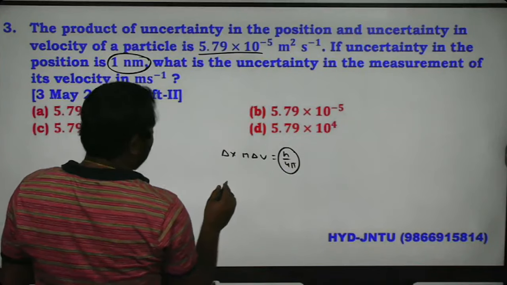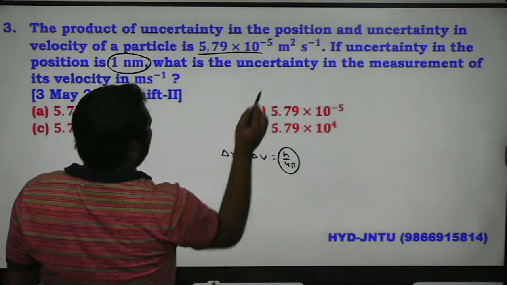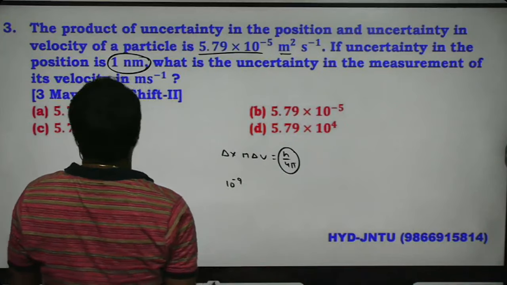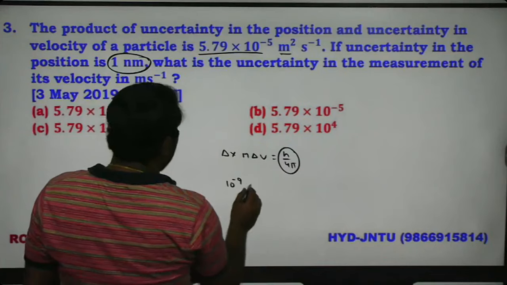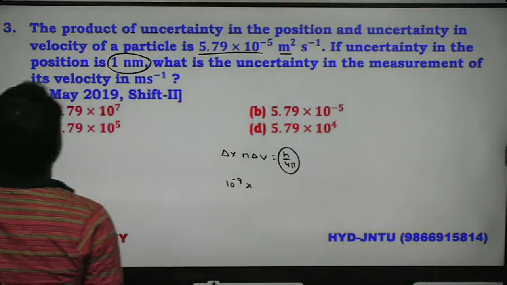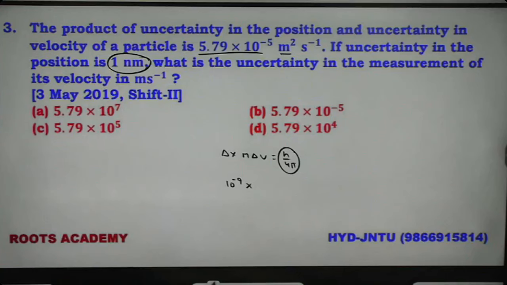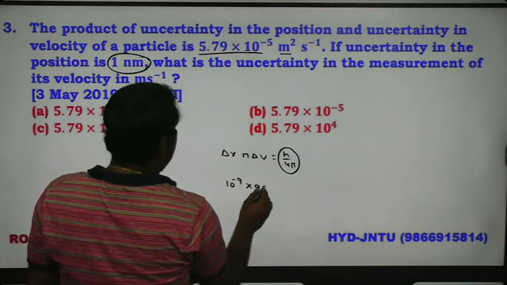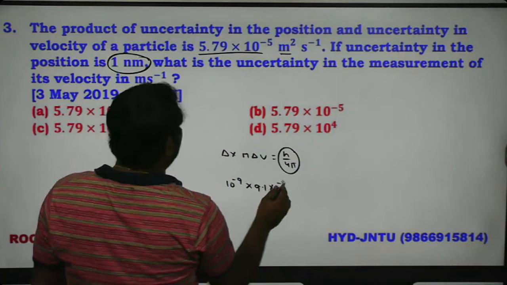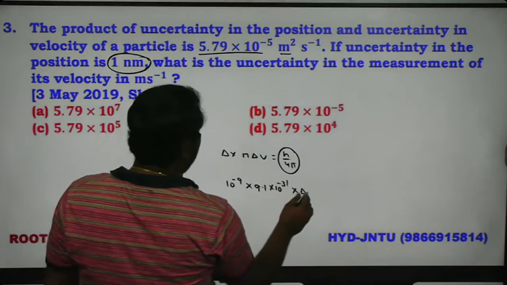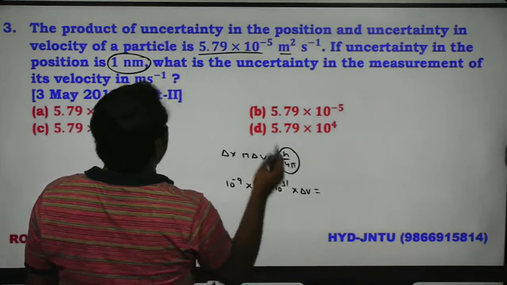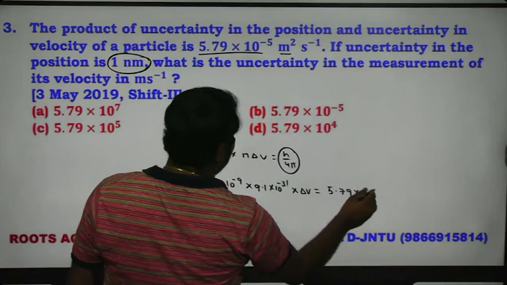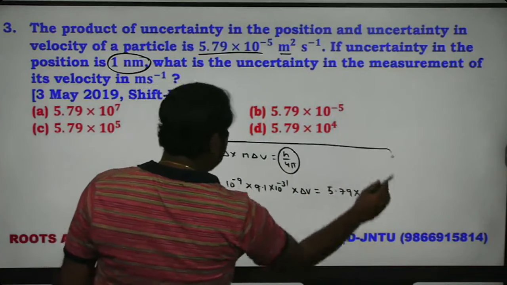Δx is 1 nanometer. You need to convert into meters. 1 nanometer means 10^-9, into mass of electron, 9.1 × 10^-31, into Δv. We don't know this value. This is given: 5.79 × 10^-5. Simplify and solve the question.